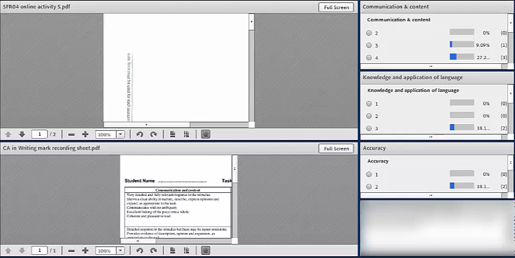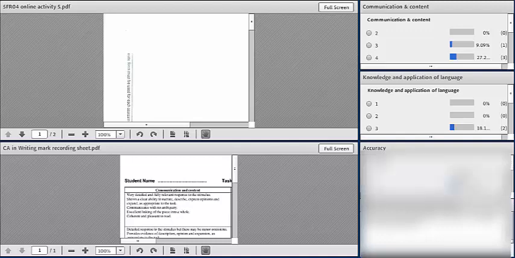Oh yes, the student for online activity 5, that's the one we've just looked at, has used English and French on the CA4 form. Is that permitted? Yes, it is. It's certainly not recommended, but it is permitted if that's what they want to do.